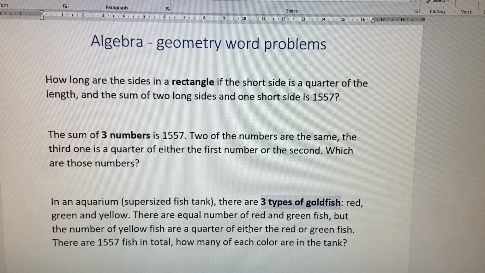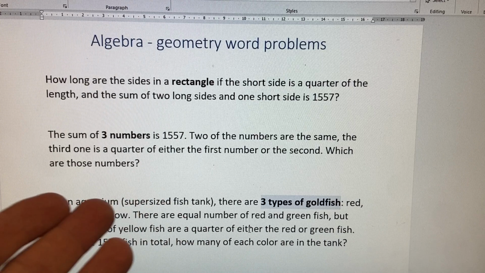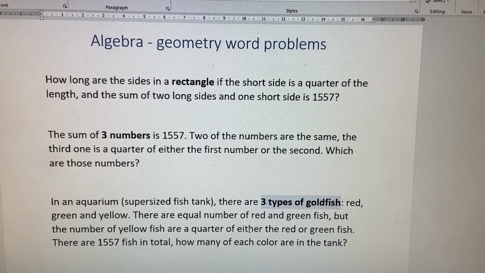But it could be marbles in a bag instead of goldfish in a fish tank, or it could be library books in a library, whatever, same thing. You're getting the idea soon here. So let's go back to the rectangle here. What do we know about this rectangle?